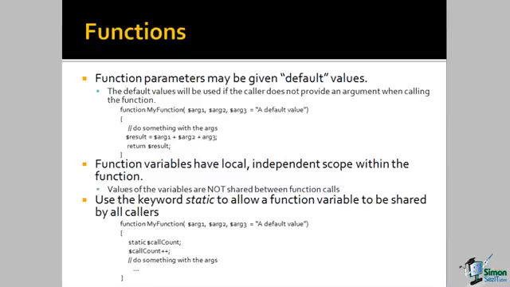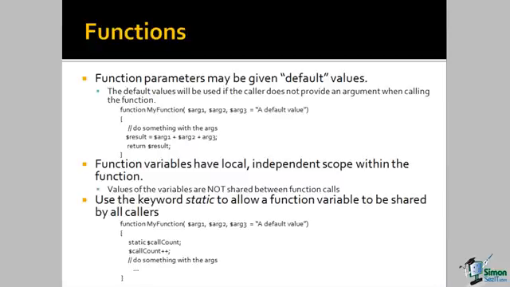What that says is that when this function is called, the caller must provide at least two arguments, an argument for arg1 and an argument for arg2. They may or may not provide an argument for arg3, because arg3, if no argument is passed in, is going to get a default value string as its argument.